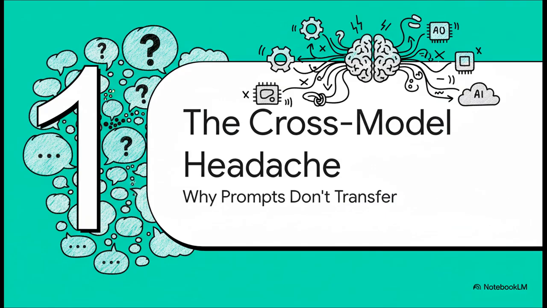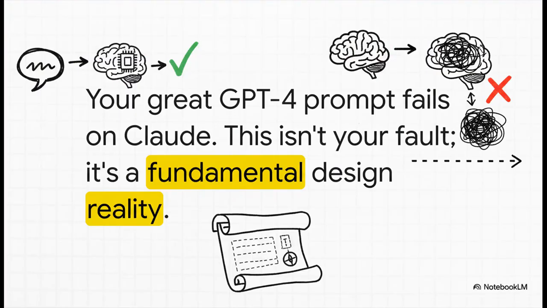It's that challenge every single developer and prompt engineer runs into when they're trying to build something that needs to work with more than one AI model. You want the flexibility to switch, but the models themselves are demanding specificity. And here's the absolutely crucial point. This is not a mistake on your part. It is a fundamental reality of how these things are designed.